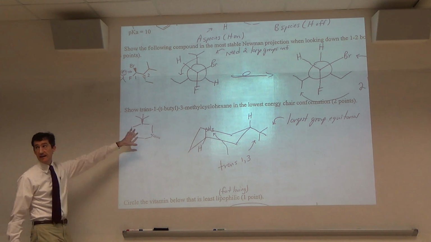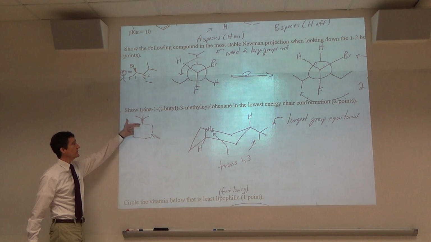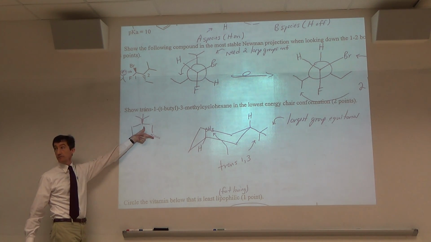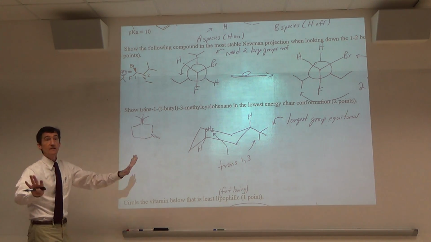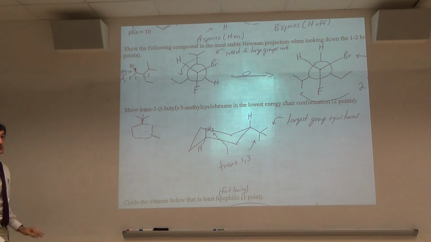Now this does have an enantiomer. That's just 2. We could have drawn that dashed in this bold. That would have also been trans. That's beyond this question. That would have been right also here.